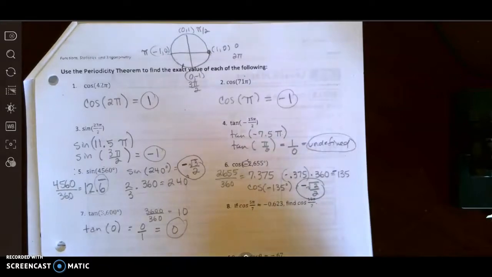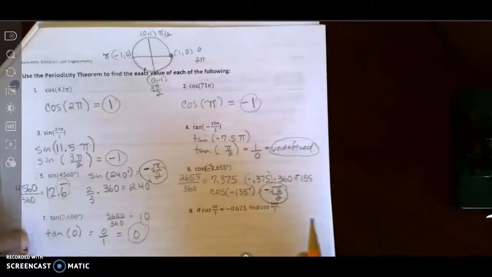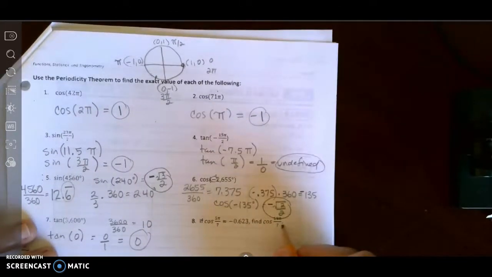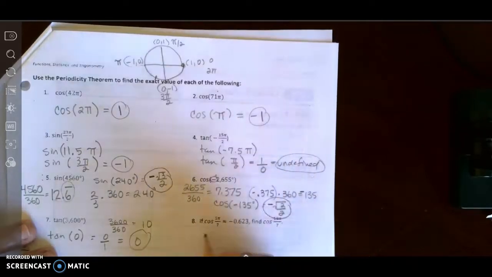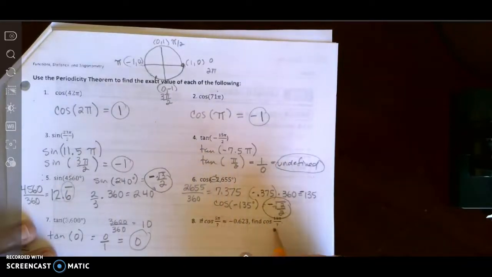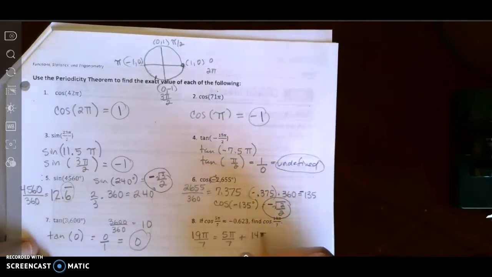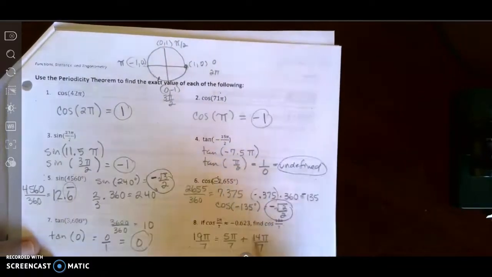Number 8. If I know the cosine of 5 pi over 7 is negative 0.623, can I find the cosine of 19 pi over 7? All right, let's think about this. I know I need to find a way to write 19 pi over 7 using 5 pi over 7. So 19 pi over 7 is equal to 5 pi over 7 plus 14 pi over 7. This 5 plus 14 is 19.